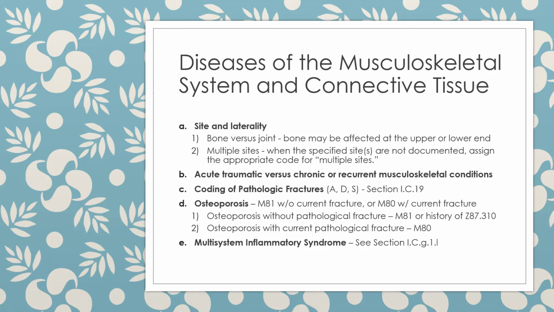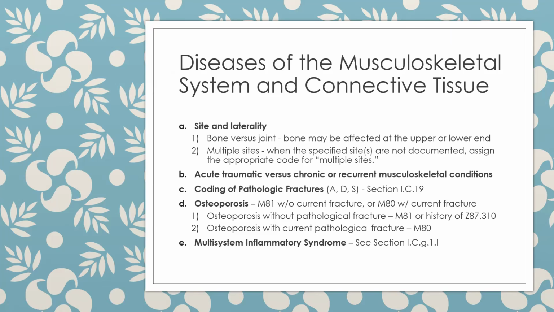When it comes to osteoporosis, osteoporosis is a systemic condition, meaning that all the bones of the musculoskeletal system are affected. Therefore, site is not a component of these codes under category M81 for osteoporosis without current pathological fracture. The site codes under category M80 for osteoporosis with current pathological fracture identify the site of the fracture, not the osteoporosis. So now let's get into it a little bit deeper.